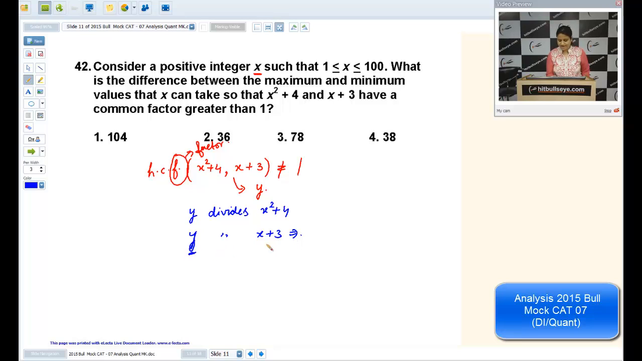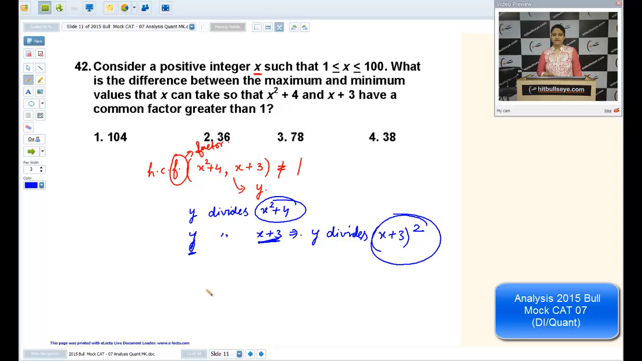See, if y is dividing x plus 3, of course it will divide x plus 3 whole square as well. Now y is dividing x square plus 4 and this. Of course, if y is dividing both these expressions, y will divide their subtraction as well. What is the usage of this? We want to eliminate x square. Step by step, we will try to eliminate x so that we'll get a constant value. And by that constant value, we will write all the values of y.